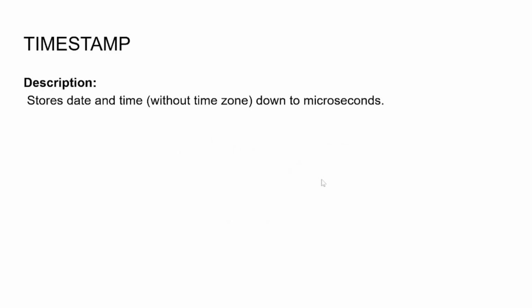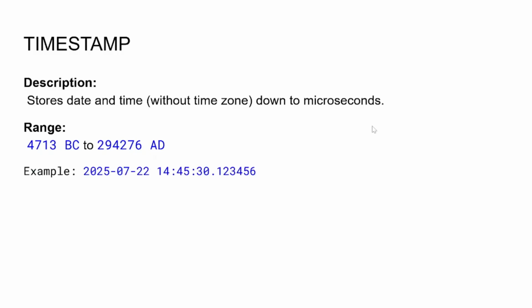The next one which we are going to be talking about, which is actually very important, is the timestamp. What the timestamp basically does is it stores date and time down to microseconds, which means it is actually very efficient. The date can range from 4713 BC to 294,276 AD. This is an example of a timestamp. It has the date 2025-07-22, and it has the time as well as the seconds point, which shows the microseconds.